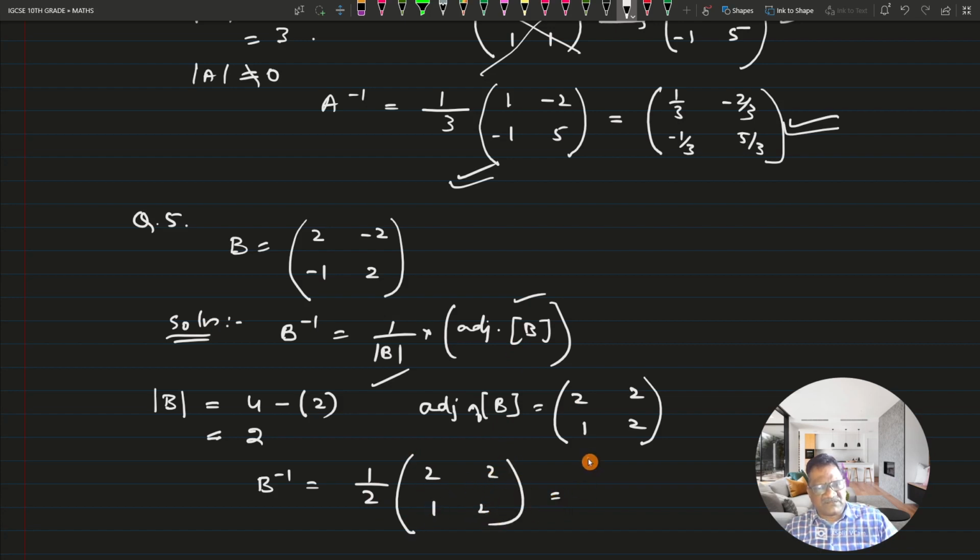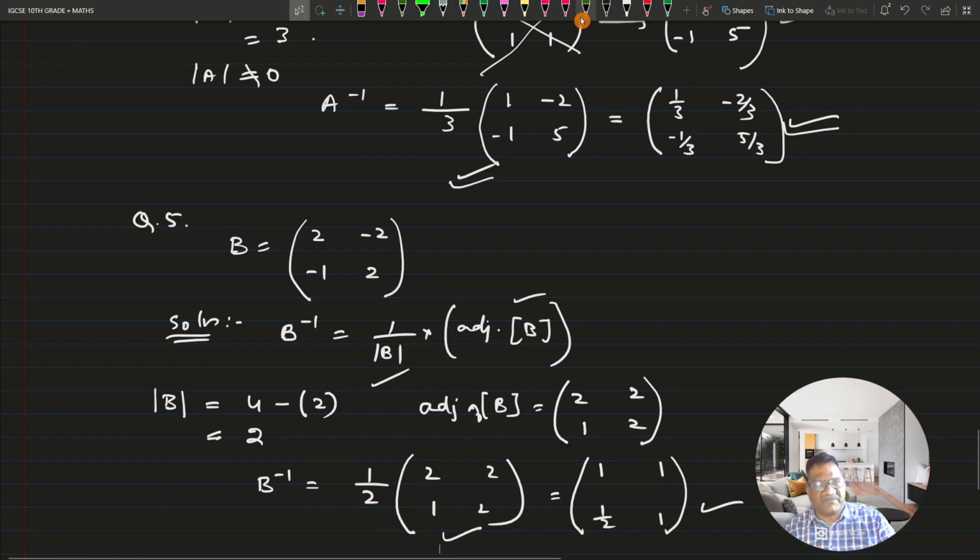You can also write the answer this way. 2 upon 1 by 2 multiplied by 2 will be 1. 1 by 2 multiplied by 2 will be 1. This will be 1 by 2. And this being 2, this will be 1. Okay. So either you take this as your answer or you take this as your answer. Both are correct. Let me check the answer behind. And the answer for the fifth one is 1 by 2 times 2, 2, 1, 2. So that's correct. Okay. So that was question number 5.